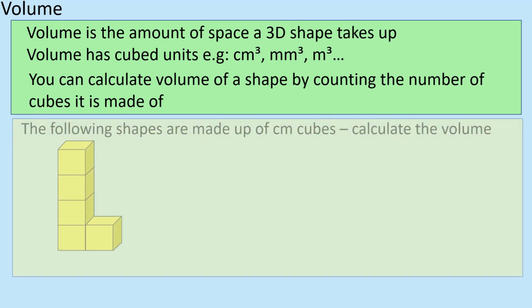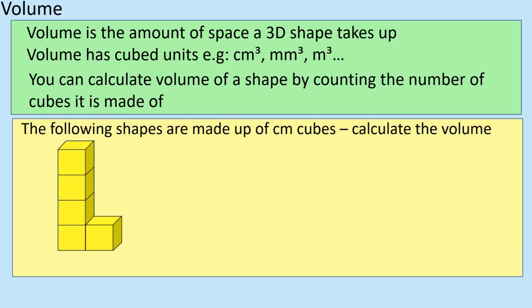All right, so let me give you an example. The following shape is made up of centimeter cubes, and we want to calculate the volume. Well, literally, it's a case of how many cubes there are, and you can just count them: 1, 2, 3, 4, 5. So that would be 5 centimeters cubed for that shape.